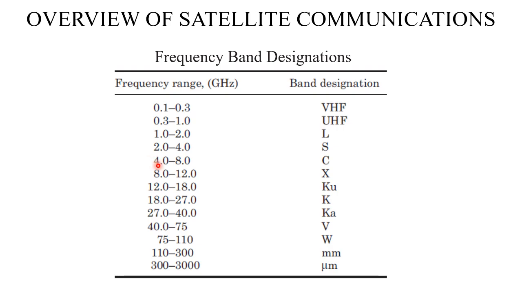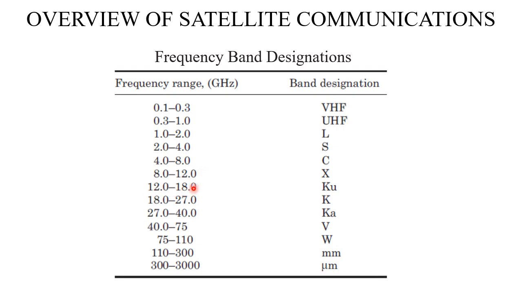Next one is 4 gigahertz to 8 gigahertz. This particular range is called the C band. Generally, satellite communication system uses this particular range of frequency. Next band is 8 to 12 gigahertz, that is designated as X band. This particular range of frequency is reserved for experiment purpose, laboratory experiment purpose.